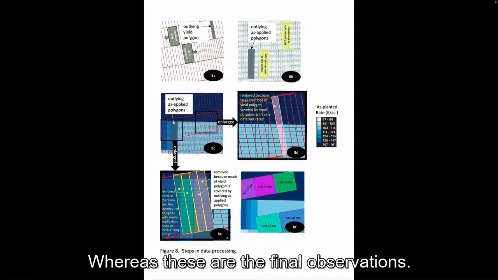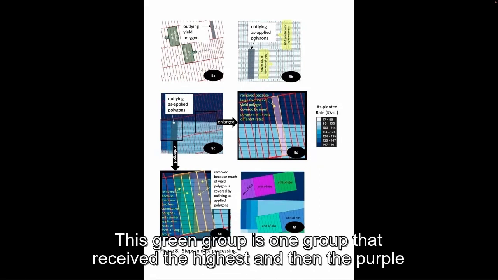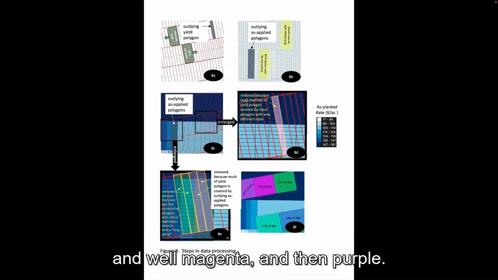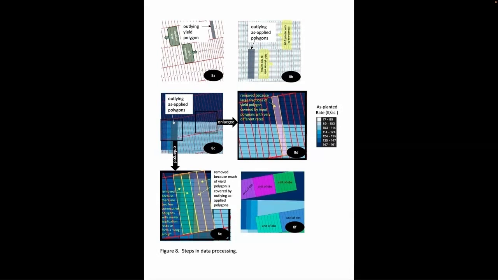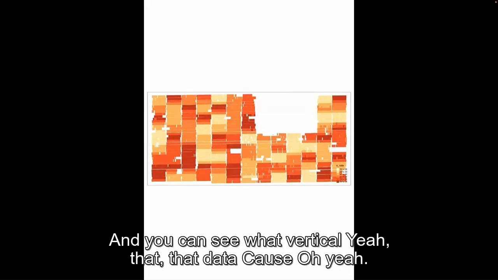Whereas these are the final observations. So these are all in a group. This green group is one group that received the highest, and then the magenta and then purple. And then this is an example of a field that turned out very nicely. You can see the transition zones of the plots have been removed. And you can see real white verticals. Yeah, that's what we took out, because you were saying, oh, then you change. Yeah, we can't do that, right?